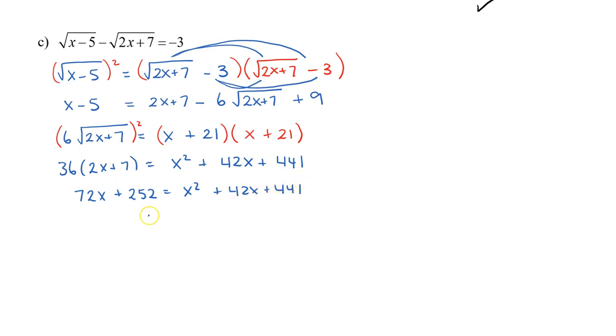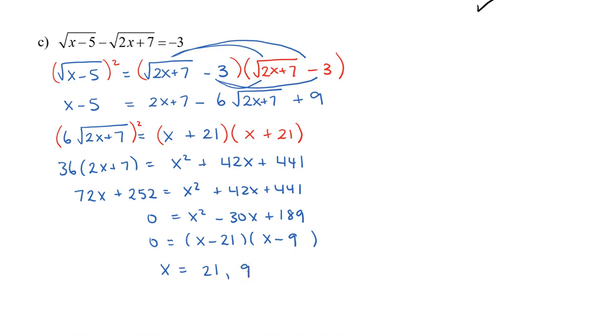All right, let's move everything to one side. So 0 equals x squared. Subtracting 72x from both sides, I get negative 30x. Subtracting 252, so 441 minus 252 is 189. Now this one is factorable, and I've played around with this one a bit. I know that the factors are going to be x minus 21 and x minus 9. Now, if you don't know what multiplies to 189, that's okay. What you can do is also use the quadratic formula. So in this case, x is 21 and 9.